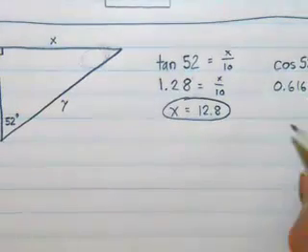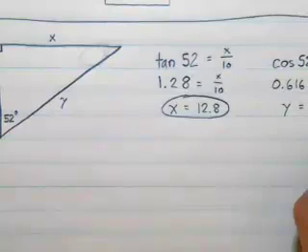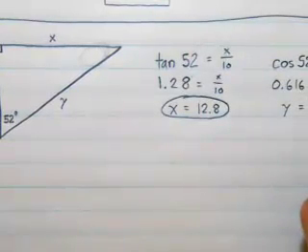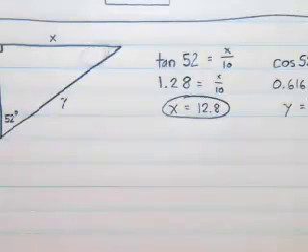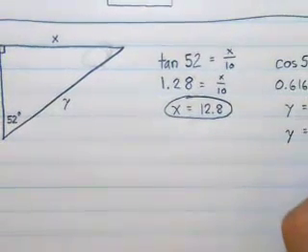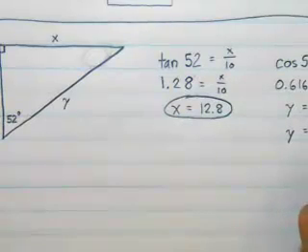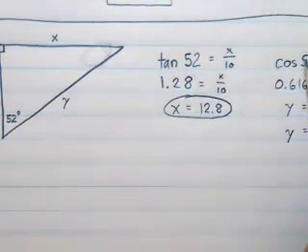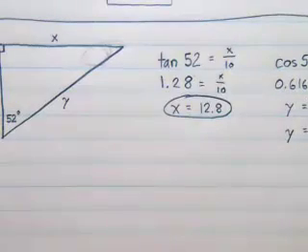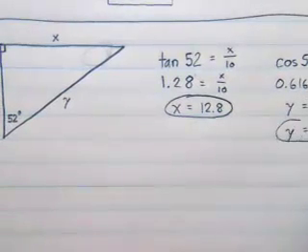You guys remember my little trick, though? You can just switch them. So 10 divided by 0.616 should give you the same thing. So what is that? Y equals 10 over cosine 52? Yeah, it would. He said you could take the cosine 52 and the y and switch them. So y is equal to 10 over cosine 52. Y ends up being about 18.2.